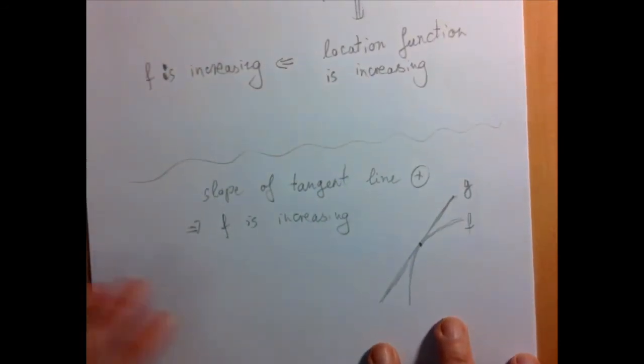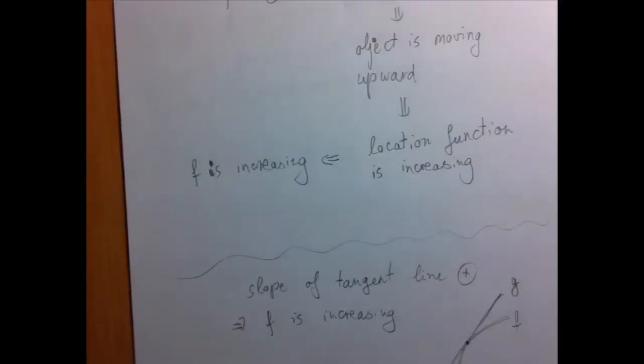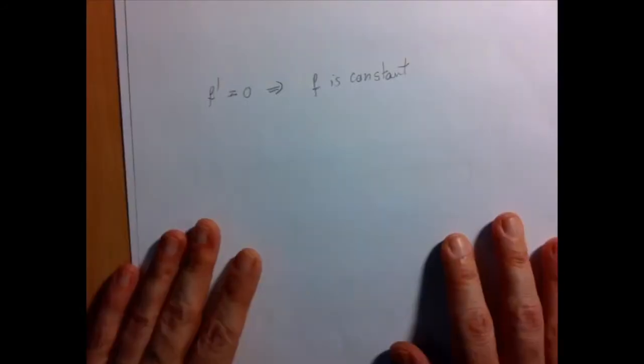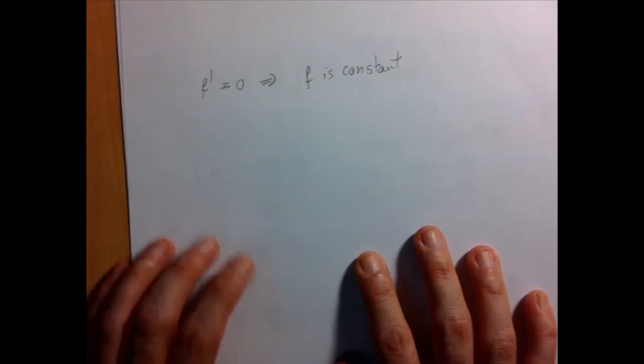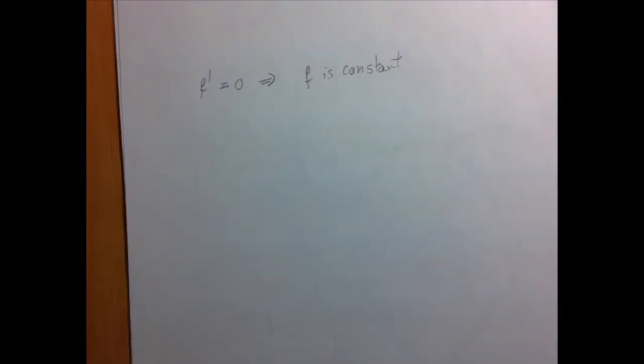Okay, let's see another important connection. And this one is interesting. So if the derivative is 0, then f is constant. As it turns out, you will see in 2 minutes this is going to feel very natural. But even though it feels natural and fundamental, we're going to have to develop a lot of theory to actually rigorously prove this fact, even though it's so intuitive.